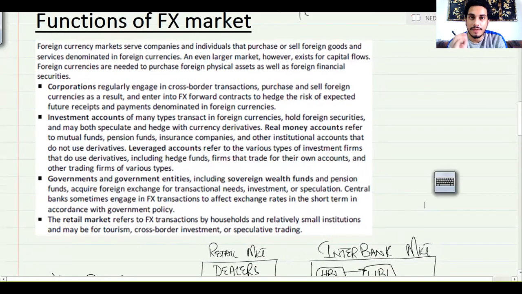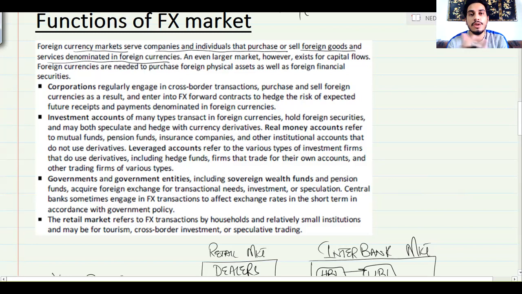Let's understand the functions of foreign exchange market. Now we know how many types of markets are there, retail market, wholesale market, right? Now let's get the functions. Foreign currency markets serve companies and individuals that purchase or sell foreign goods and services denominated in foreign currency. The first thing they are providing is a service.